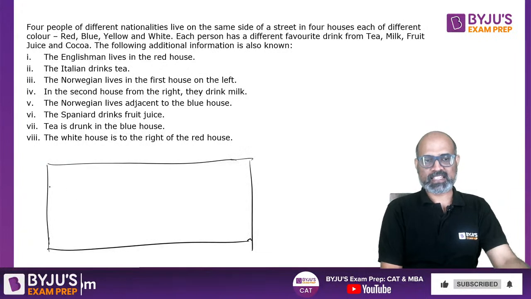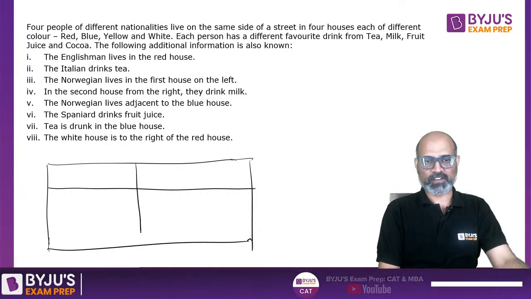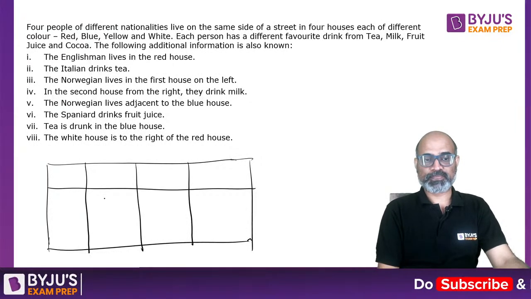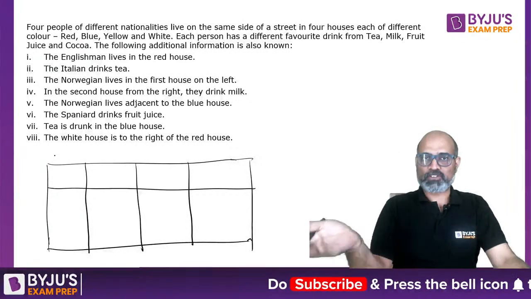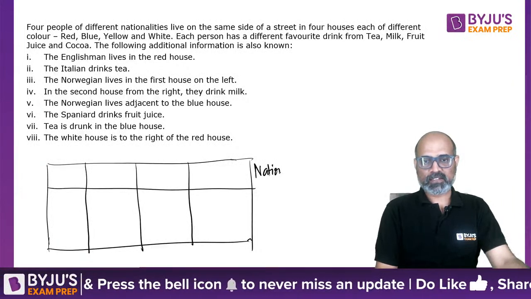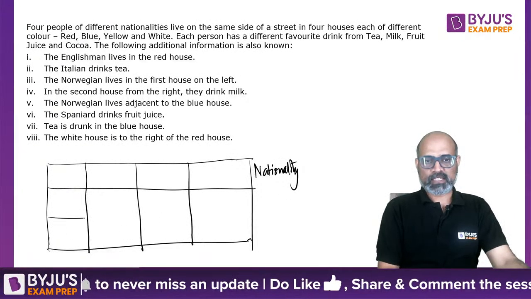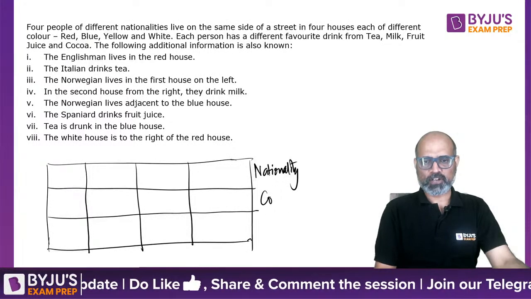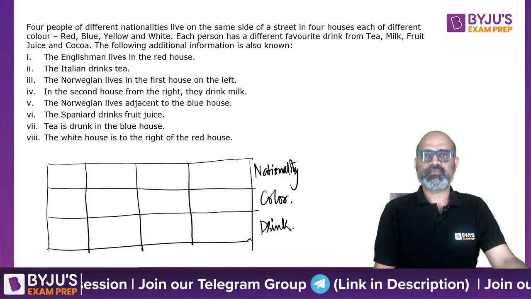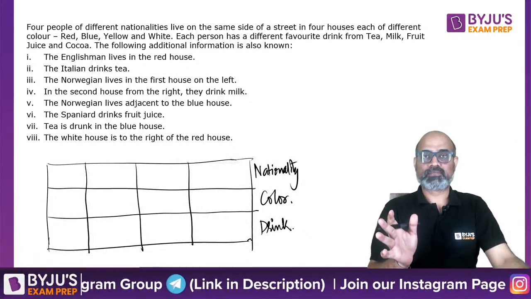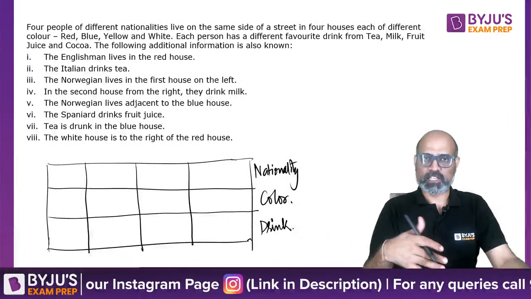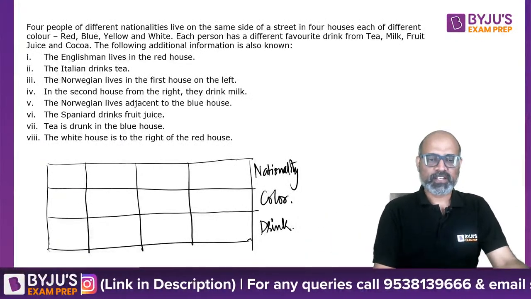So let's say this is the same side of the street, and since 4 people are living, we will draw 4 columns for them. So the one on the left will remain on the left, the one on the right will remain on the right. So this is, let's say, the nationality. The second one is the color of the house, and the third one is the drink that they have. So we're going to arrange it in this order. Okay, so it's more like the scheduling happening, the timeline thing. Instead of timeline, we have the positions, right?